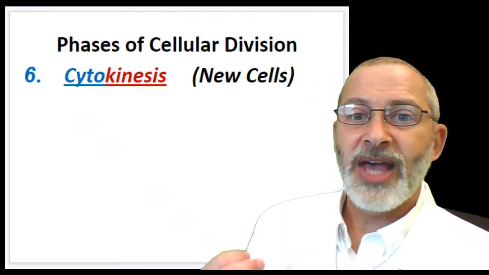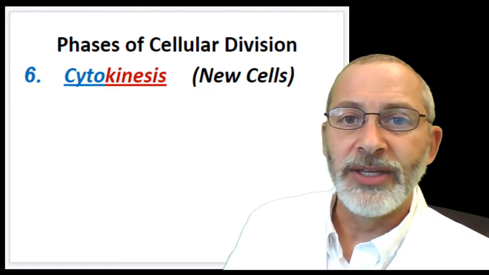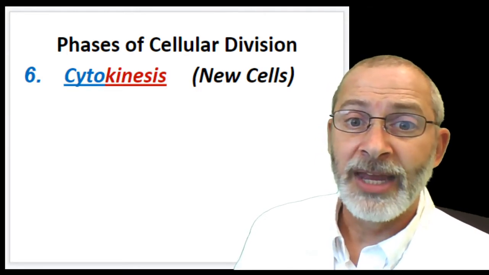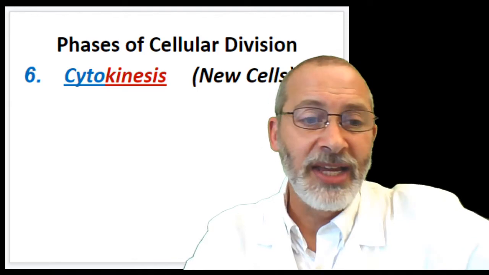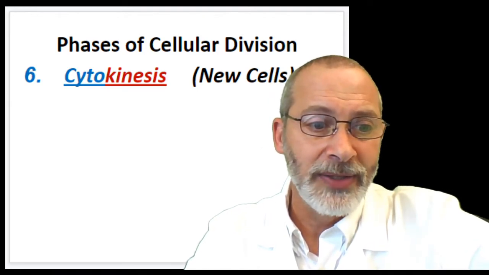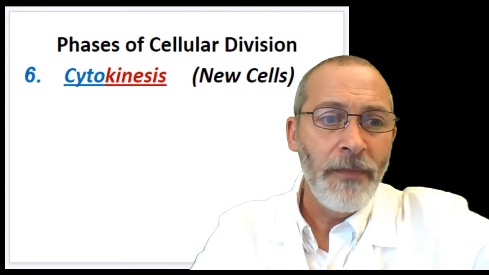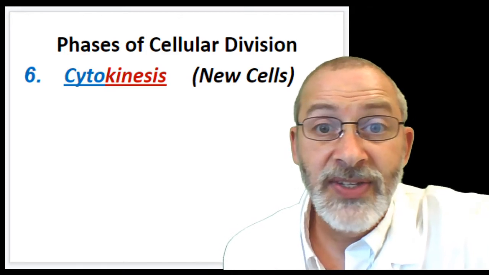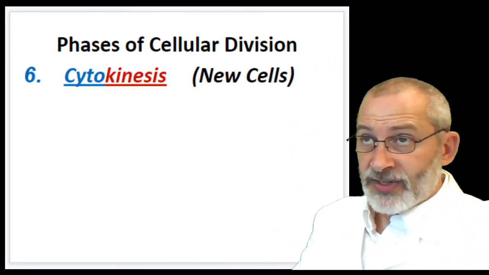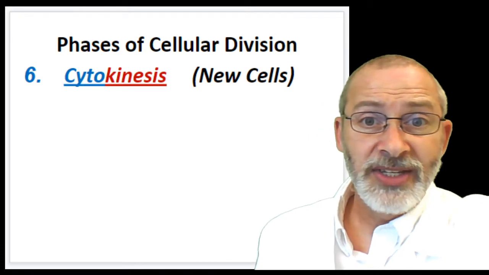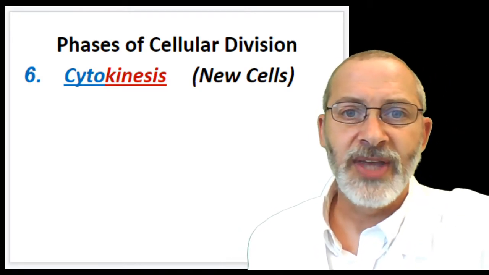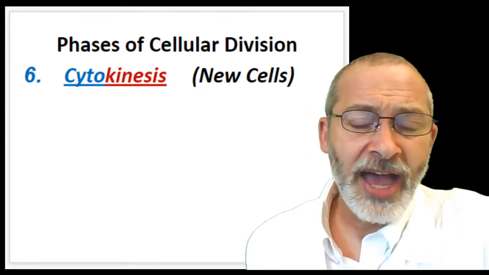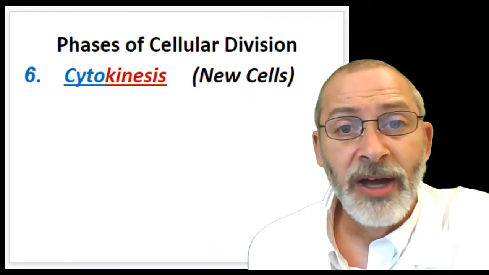Cytokinesis, first of all, is when two new cells are formed. And now let me explain to you what the word cytokinesis literally means. Cyto means cell. A cytologist is someone who studies cells. Cyto means cell. Kinesis comes from the same Greek root word that the word genesis comes from.